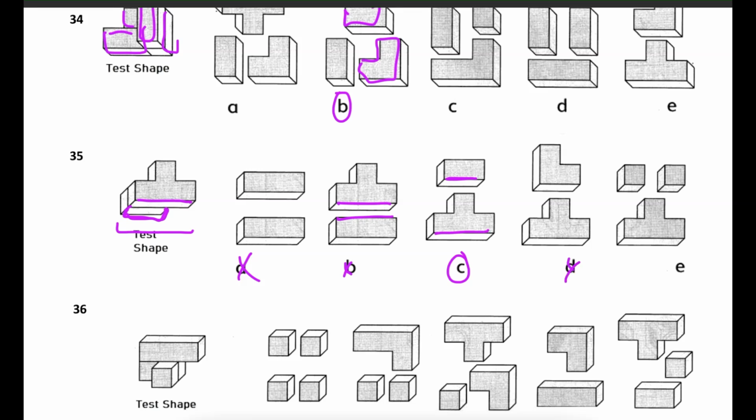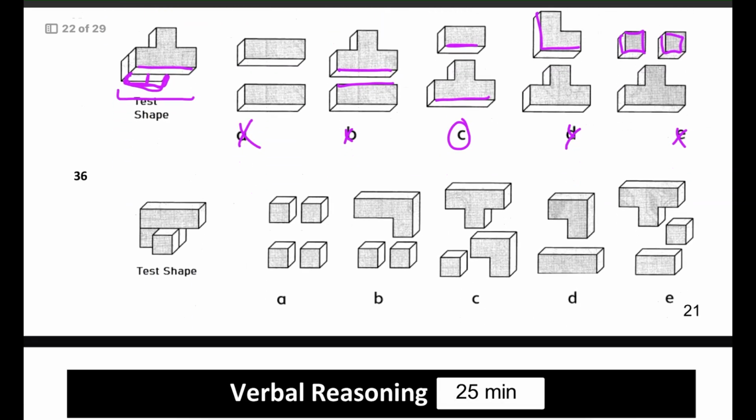And it's not D because this is an L shape. It's not E because, as you can see, this is a cuboid, not two cubes joined together. Otherwise, there'd be a line in the middle here.